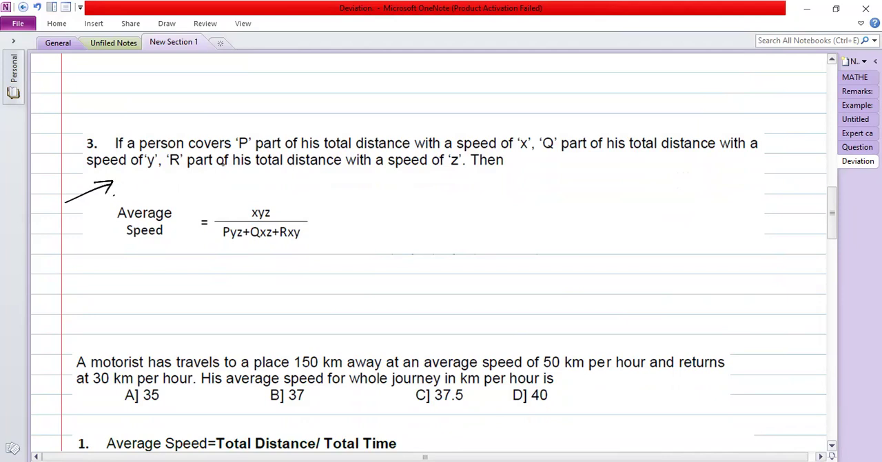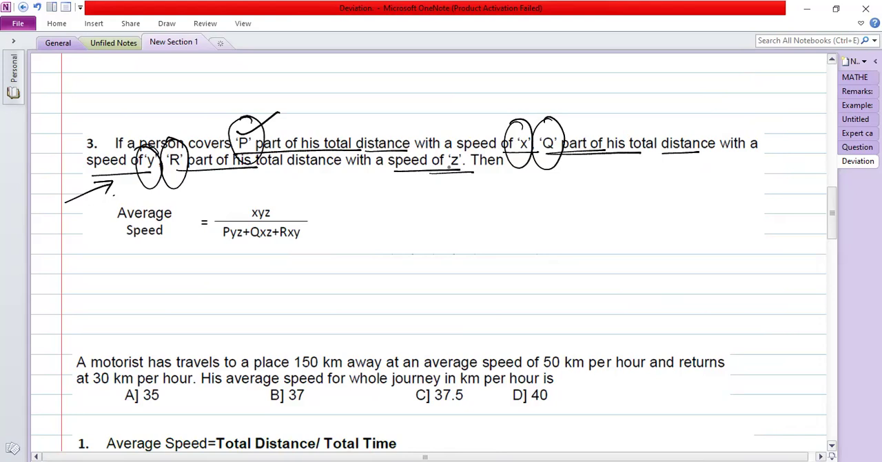Suppose a person covers P part of his total distance with speed X, Q part of his total distance with speed Y, and R part with speed Z. That is, P distance with speed X, Q distance with speed Y, and R amount of distance with speed Z. Then the average speed is given by XYZ upon PYZ plus QXZ plus RXY. So even this formula is there.